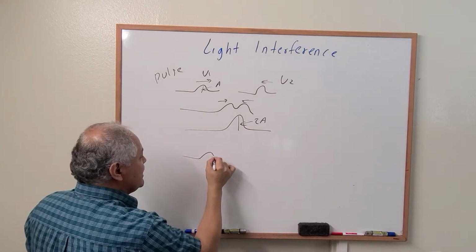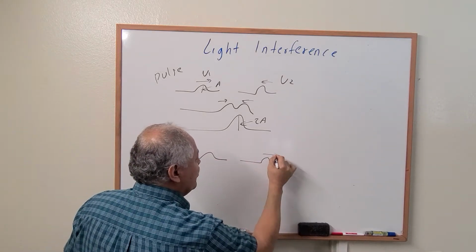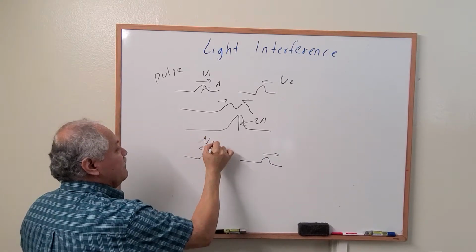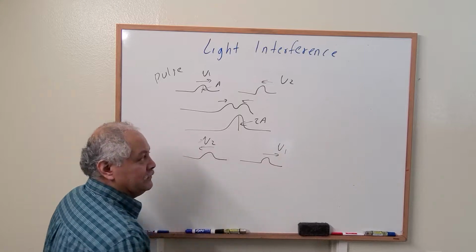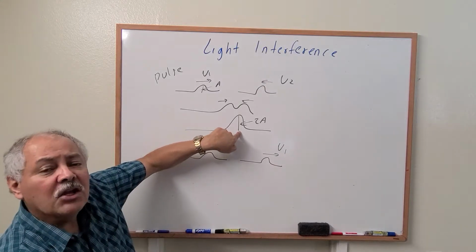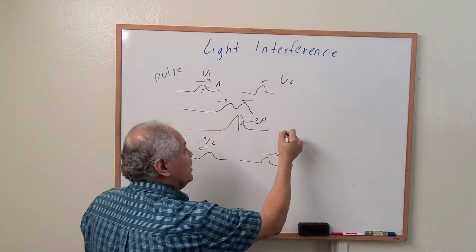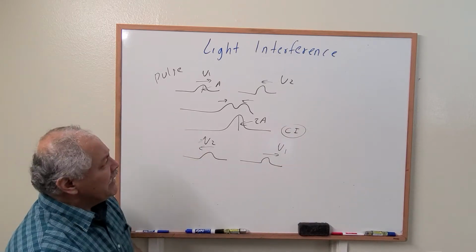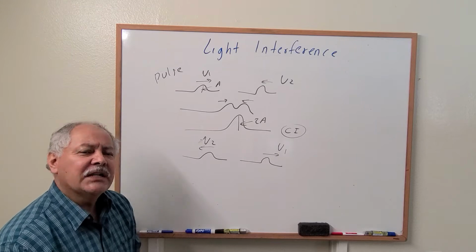Well, after that, these two pulses keep moving as if nothing happened. Now there's going to be B2, let's say, and B1. Right here we have a constructive interference, correct? Now let's see what happens when we have destructive interference.